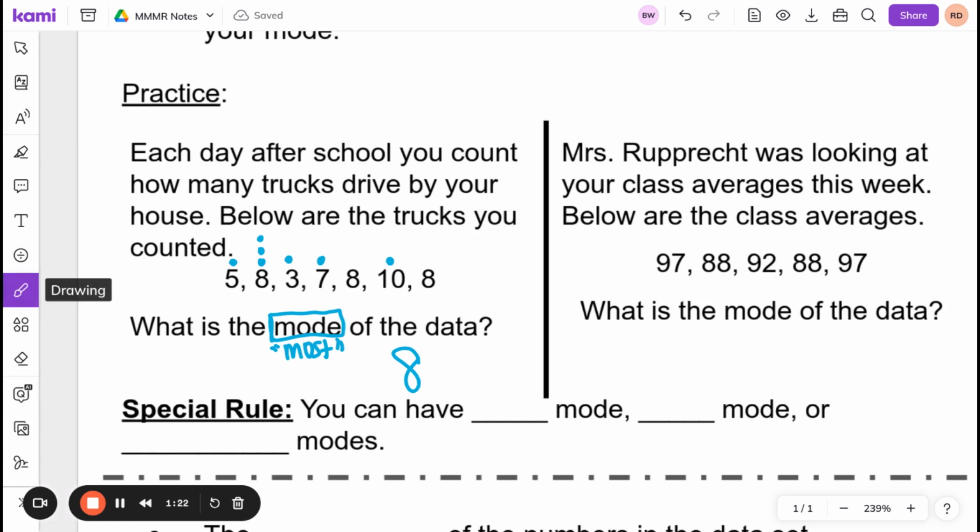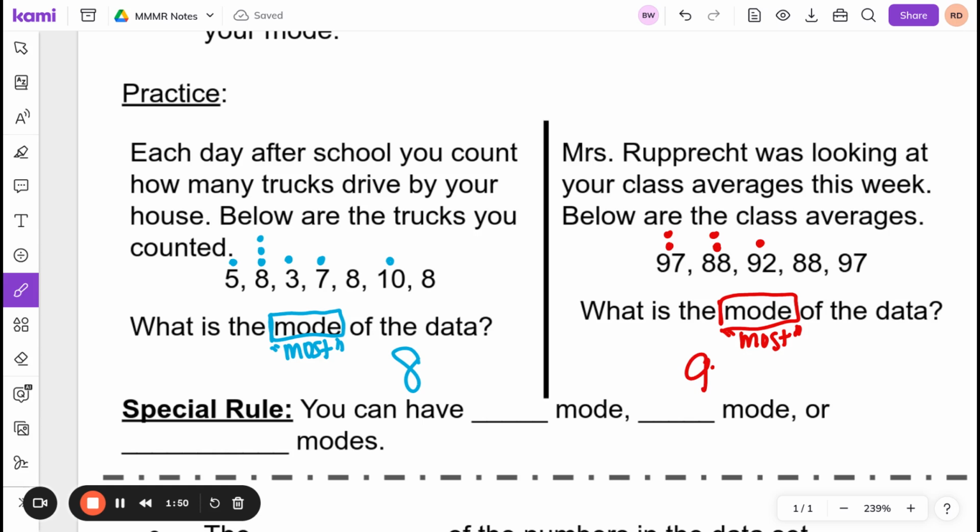Second problem. Ms. Ruprecht was looking at your class averages this week. Below are the class averages. So we have two 97s, two 88s, and only one 92. If we're looking for the mode, we're looking for the number that occurs the most. But there seems to be a problem here, because what do you notice about 97 and 88? There's 2 of both of them.